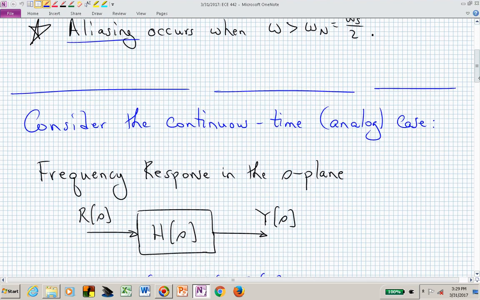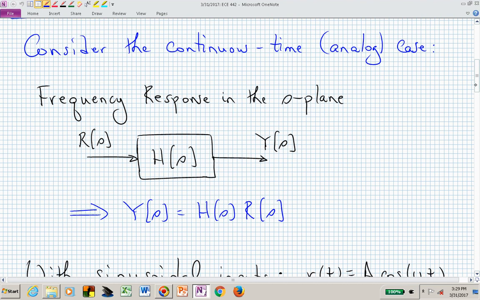To make those connections, let's go ahead and look at the continuous time, or the analog case, and remind ourselves of what we should already be comfortable with, which is the frequency response in the S-plane. Let's say that we have a system described by a transfer function capital H of S with an input R of S and an output Y of S. We all should be comfortable with the fact that the output of that system in the frequency domain, capital Y of S, is equal to the product of the transfer function of the system H of S and the Laplace transform of the input, capital R of S.